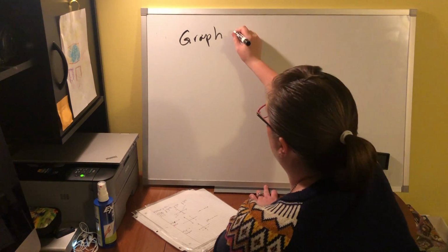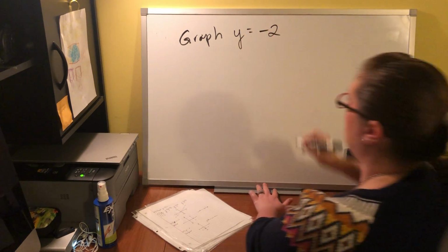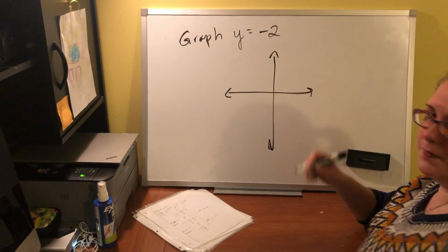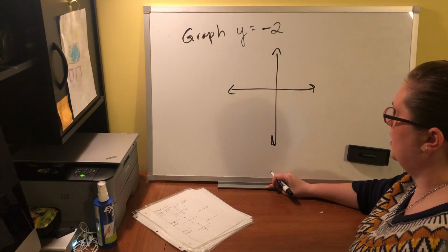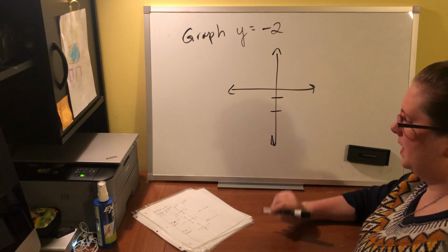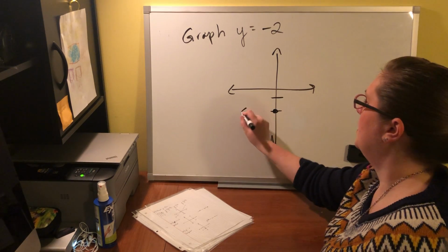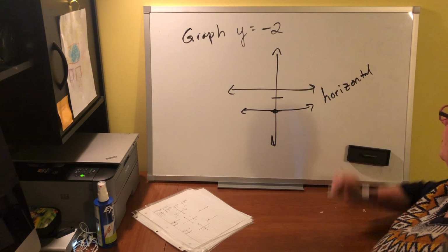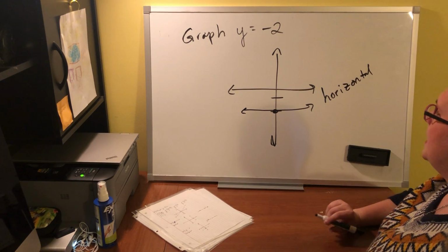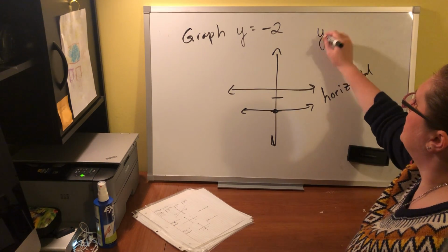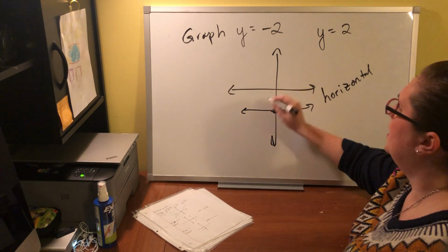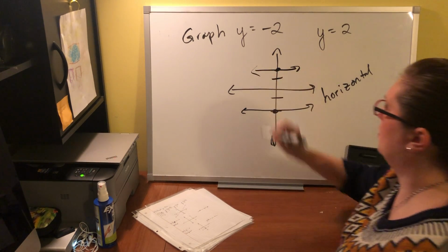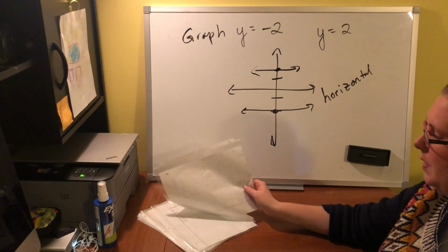Let's say they told you to graph y equals -2. Well, y tells you to go up and down. So we are going down -2, and instead of vertical, this graph is going to be horizontal, okay? Now, if they said this graph was y equals +2, this tells you to go up and down. It's +2, so you're going to go up 2 and make your horizontal graph, okay?